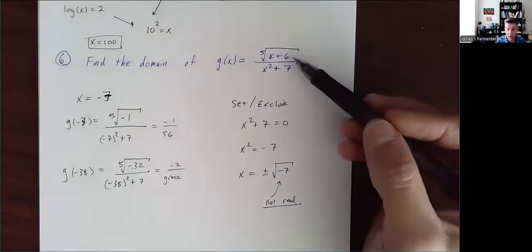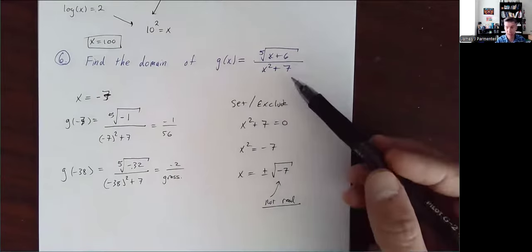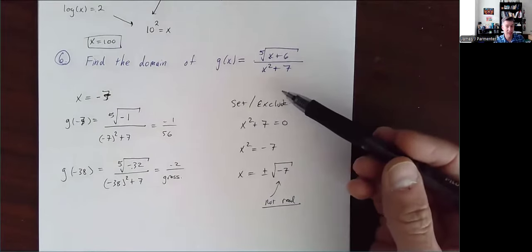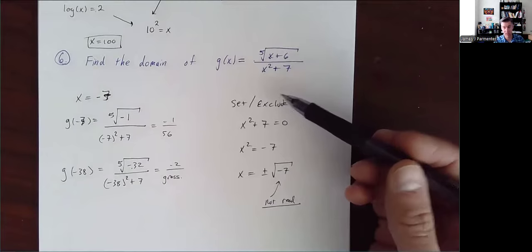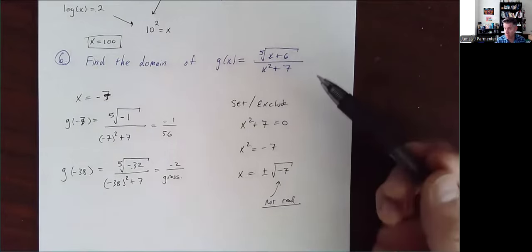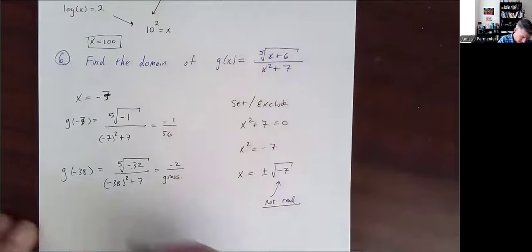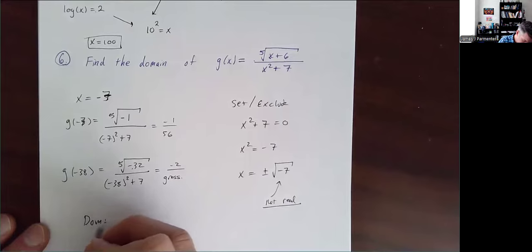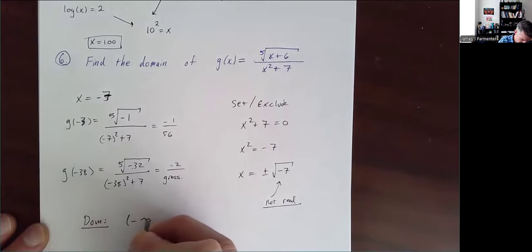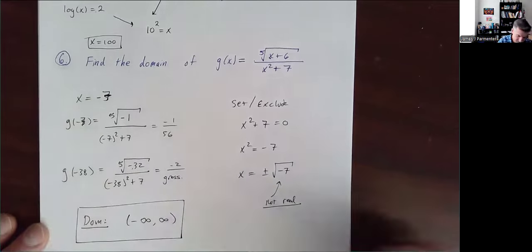So the odd root here didn't give us any domain restrictions, and since the denominator is already greater than or equal to 7 for any value of x you pick, you're not going to have anything that you can't have in your domain. So here our domain is all real numbers, everything from -infinity to infinity. And that's going to happen sometimes.